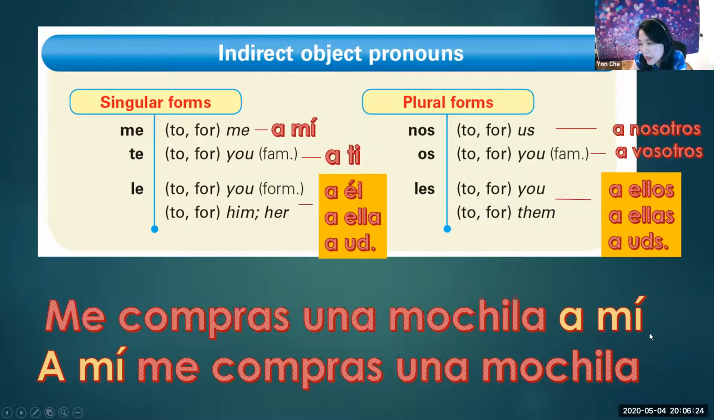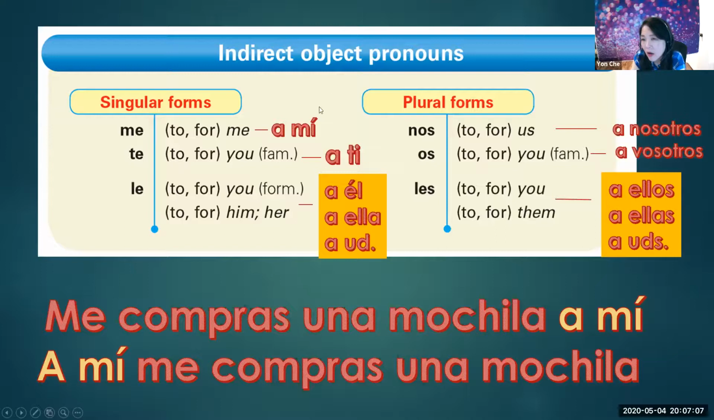I mean, you decide as a speaker what needs to be emphasized. And if you feel that, oh, I need to emphasize that it's me to whom they're going to give the gift, then you may say a mí, okay? Me compras una mochila a mí. So this is for emphasis. You can also bring a mí to the beginning of a sentence and say, a mí me compras una mochila. All right? So this additional phrase that you use for emphasis, you can place it at the end of a sentence, or you can bring it in the front and say a mí, a ti, a nosotros, and a vosotros.